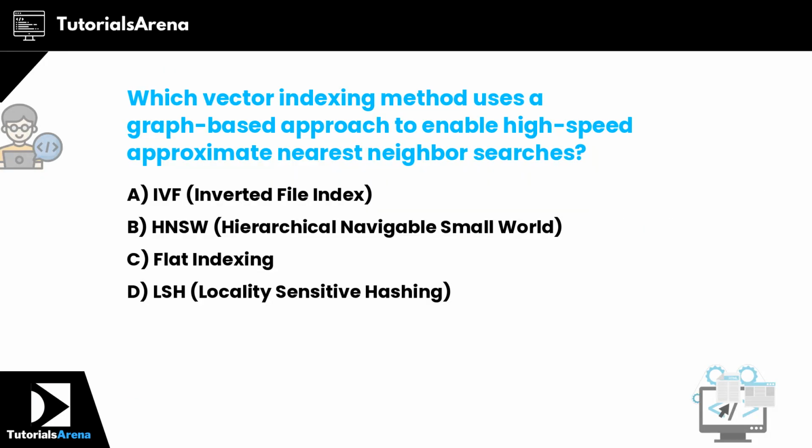Which vector indexing method uses a graph-based approach to enable high-speed approximate nearest neighbor searches? The correct answer is option B, HNSW, Hierarchical Navigable Small World.